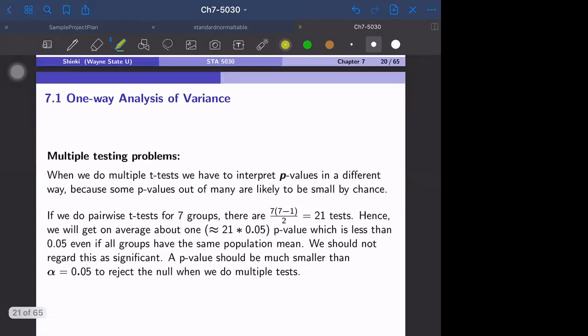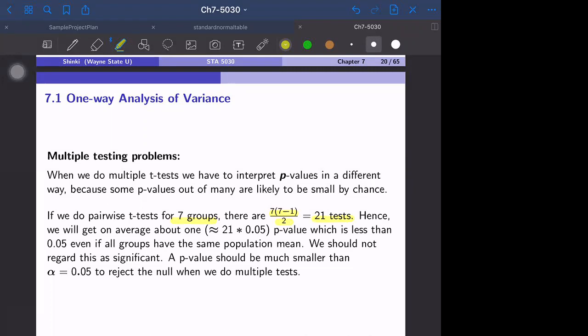Yeah, and next, okay, so we did multiple tests. And if we use usual p-values, then we have some trouble, because if we have multiple tests, it's more likely that some of the tests reject the null hypothesis. For example, if we think about 7 groups and we do pairwise t-tests, how many combinations? That is 7 choose 2, which is 7 times (7 minus 1) divided by 2. So in total, we have 21 tests.